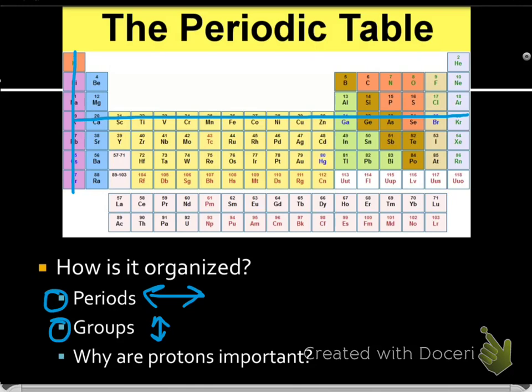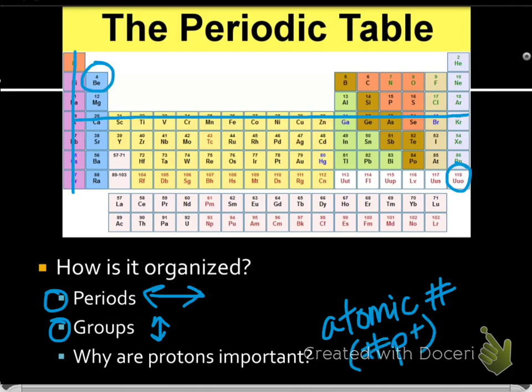And then why are the protons important? Well, if you look at all these numbers, and they're kind of little, but for example, we'll look at beryllium here. So we see that 4. The 4 is actually the number of protons. So the atomic number, which is also how they're arranged. So if you look, there's number 4. Down here is number 118. So the smaller the number of protons.